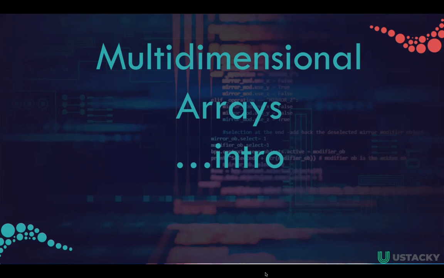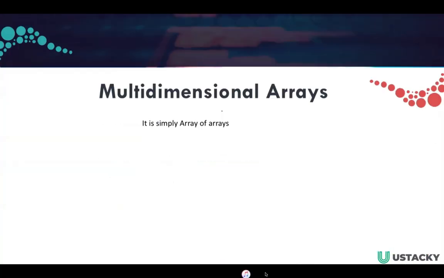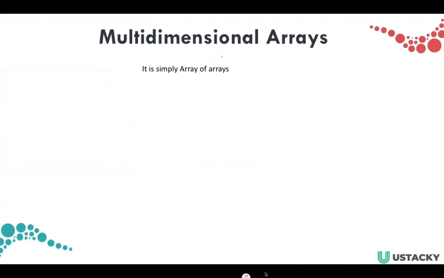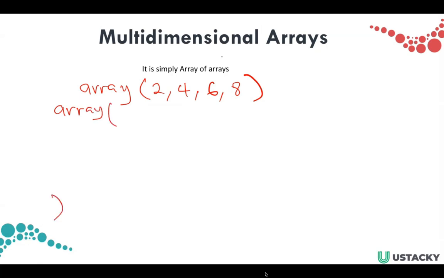In this tutorial, I'll be talking about multidimensional arrays. In our previous tutorials, we know an array can be defined as array 2, 4, 6, 8. It's a very simple array. And this can also be written as array 2, 4, 6, 8. This and this are the same thing.